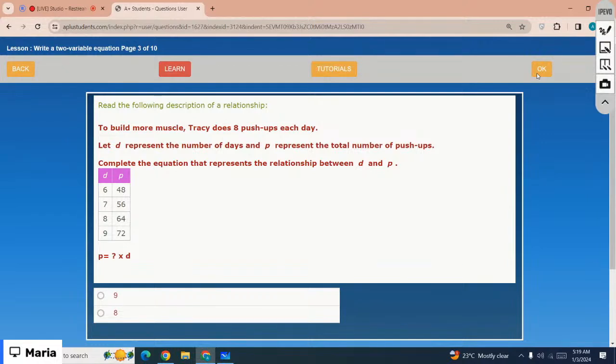To build more muscle, Tracy does 8 push-ups every day. Let D represent the number of days and P represent the number of push-ups. Complete the equation that represents the relationship between D and P, okay? So you have to find the relationship. D times what number equals P?